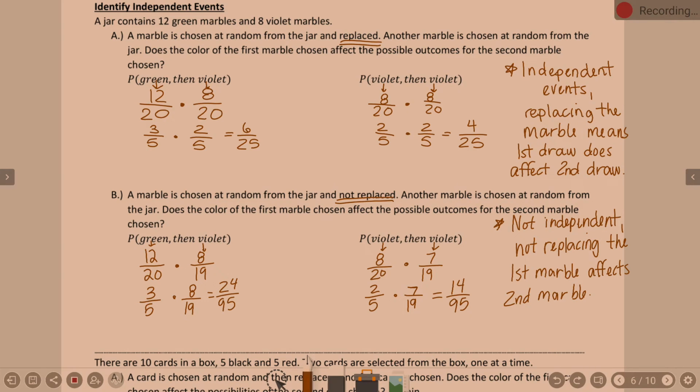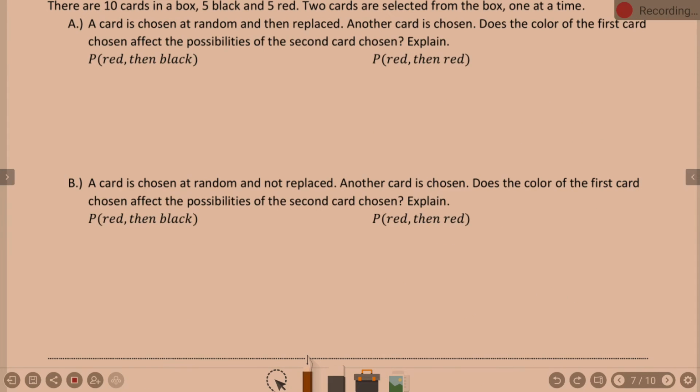There are 10 cards in a box, 5 black, 5 red. 2 cards are selected from the box, one at a time. Scenario A. A card is chosen at random and then replaced. Another card is chosen. Does the color of the first card chosen affect the possibilities of the second card chosen? Explain. Is that going to affect?